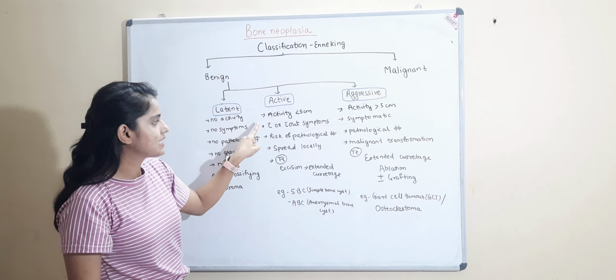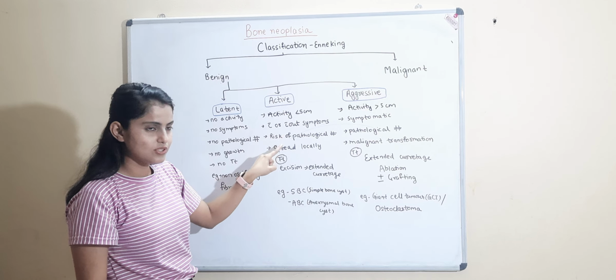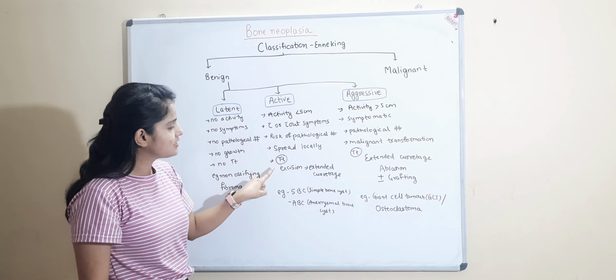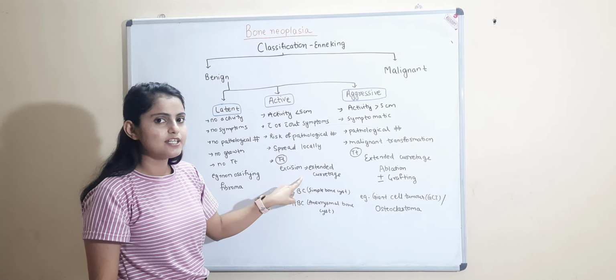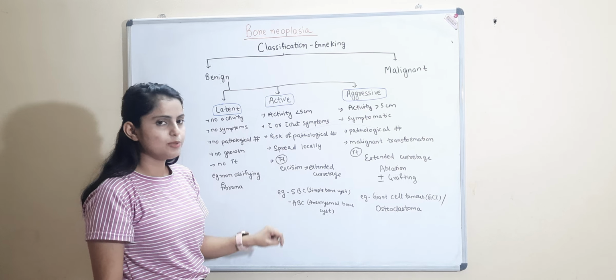In active tumor, the size is less than 5 cm. This is with or without symptoms. There is risk of pathological fracture. It spreads locally and the treatment is excision and can extend up to extended curettage. And the examples are simple bone cyst and aneurysmal bone cyst.